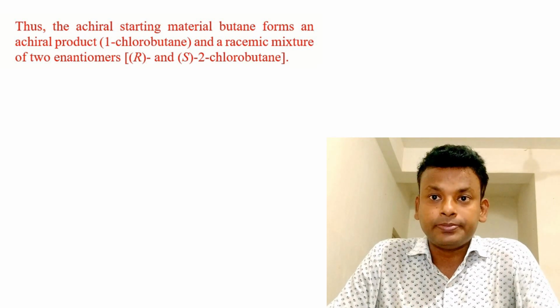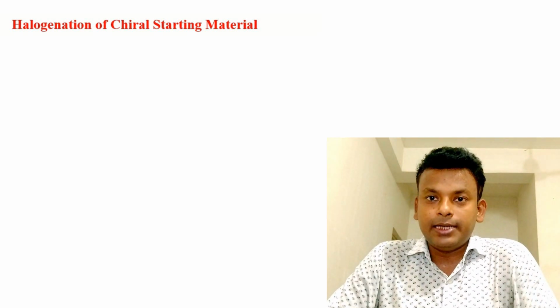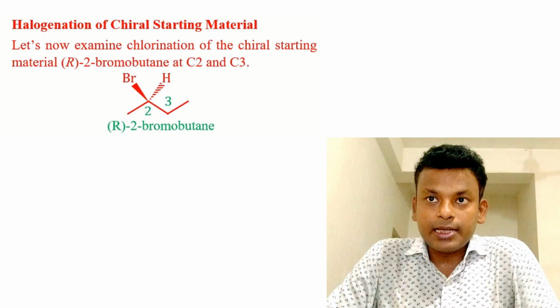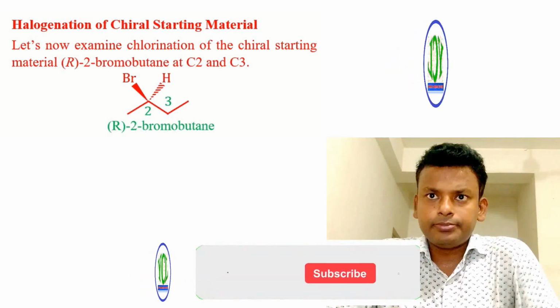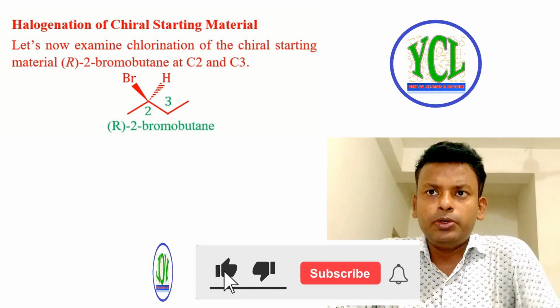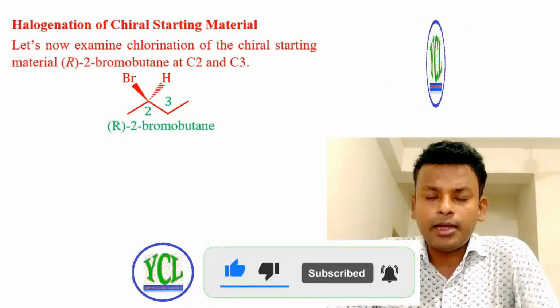And next, halogenation of a chiral starting material. Let's now examine chlorination of the chiral starting material (R)-2-bromobutane at the C2 and C3 positions, and the reactions are given.